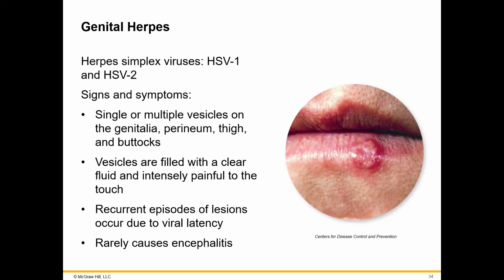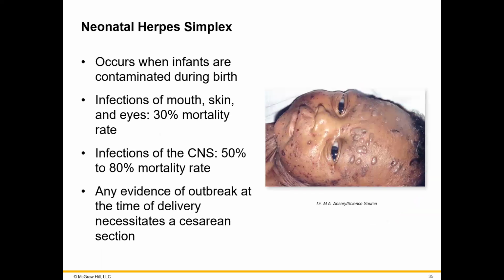Valtrex, which is a version of acyclovir, is commonly used to keep the vesicles at bay. There is a low level of transmission of herpes, even whenever you do not have an outbreak. So there's still a chance of transmitting herpes, even if you're not having an outbreak. So that's something to be aware of.